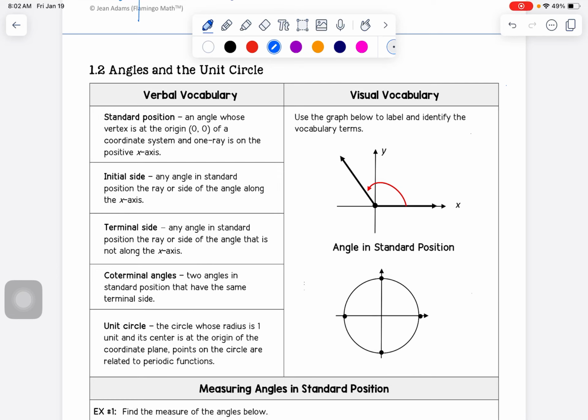Okay, so here's lesson 1.2. We're going to start to talk about angles and the unit circle. The beginning of the lesson has some vocabulary for you to read through here, and we'll talk a little bit about what that looks like in the pictures to the right.